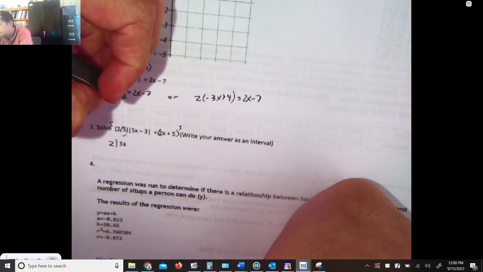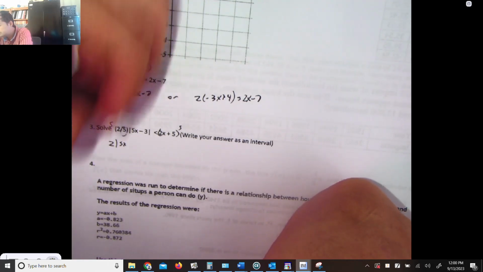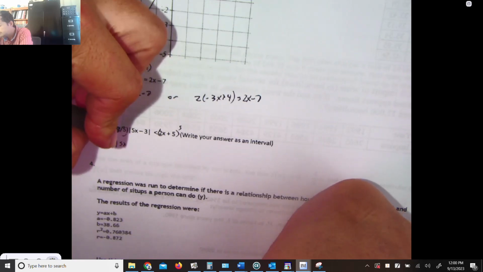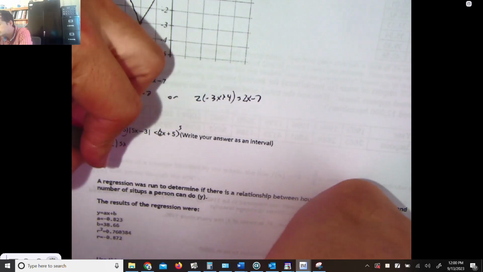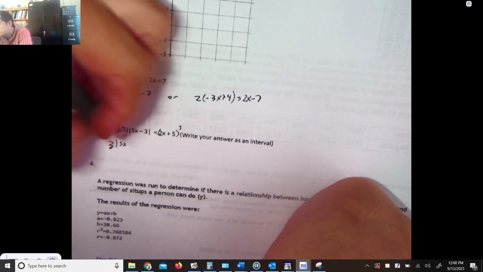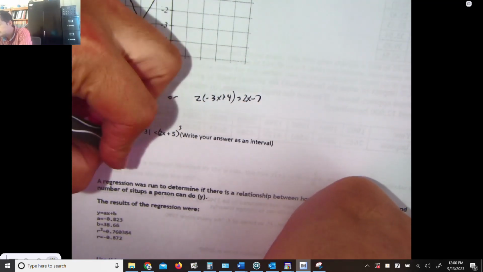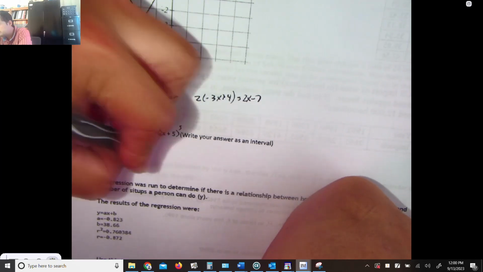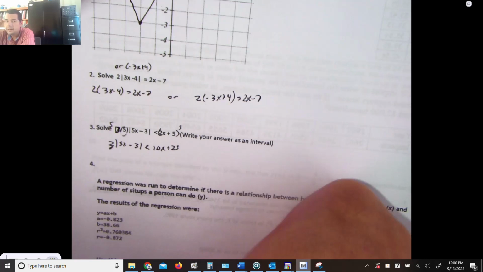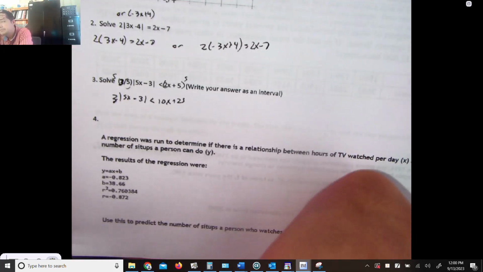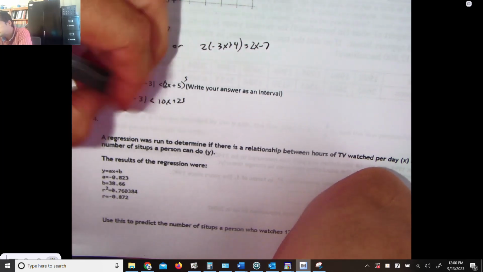Ooh, we have a problem. This has to be changed. Make that a 3. Won't work without that being a 3. 2 times 3 times the absolute value of 5x minus 3 is less than 10x plus 25. Why did I have to change that? Because the x's were going to be in balance. Apparently that's something I forgot to fix. Maybe I'll remind you in class tomorrow to fix that. Maybe I won't.